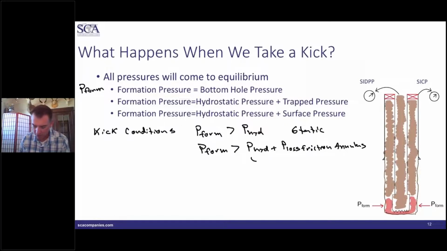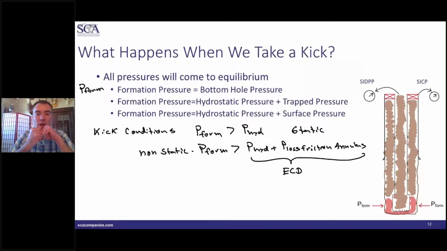And generally we think of these things as an ECD when the wellbore is not static. Okay, so basically, it's real simple. When formation pressure gets higher than bottom hole pressure, we take a kick. And that's nearly without exception.